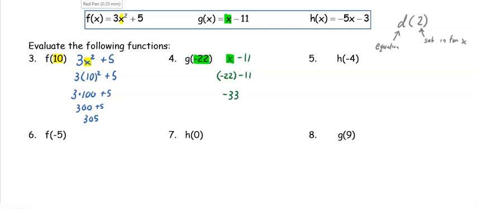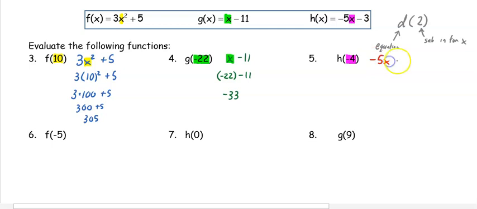In our fifth one, we have h of negative 4. So we're going to take negative 4 and put it in for x in the h equation. So the h equation is negative 5x minus 3. We're going to substitute negative 4 in for x. So we would have negative 5 times negative 4 minus 3. Then we use our order of operations. So negative 5 times negative 4 is 20, minus 3 would get us 17.